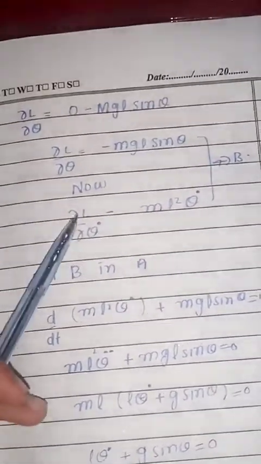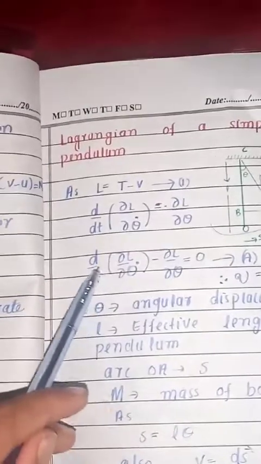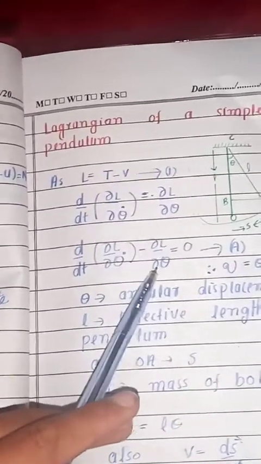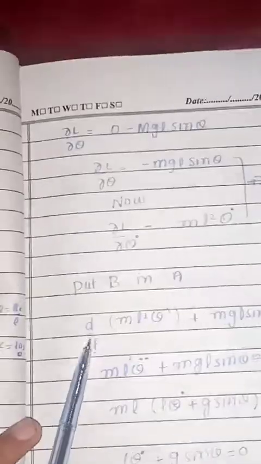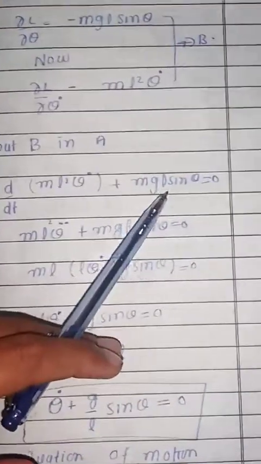Now differentiate with respect to theta dot. Del L divided by del theta dot is m L square theta dot. This is equation B, and we already know equation A. Equation A is d/dt of del L by del theta dot minus del L by del theta equals 0. So it becomes d/dt of (m L square theta dot) plus mgL sin theta.